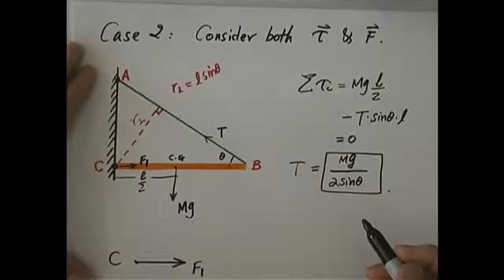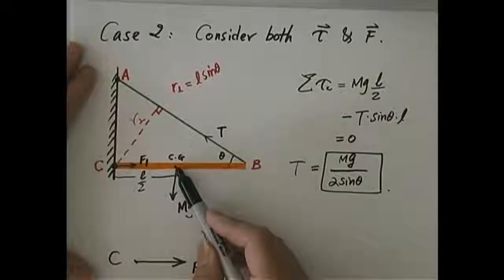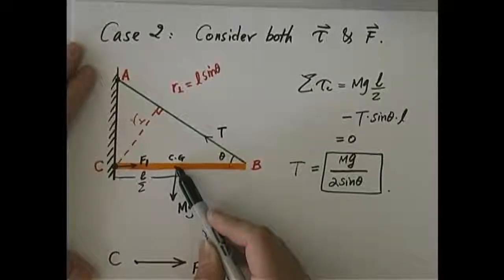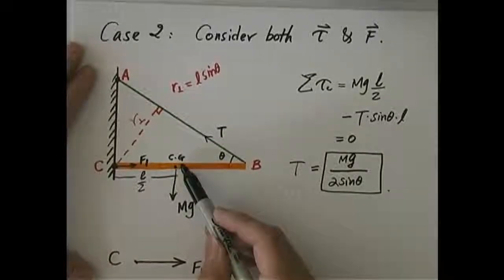Next, let's look at the vertical component. I say there also has to be a vertical component. How do I know that? Well, for example, we can look at the torque about the center of gravity. You know the net torque about the center of gravity also has to equal 0.